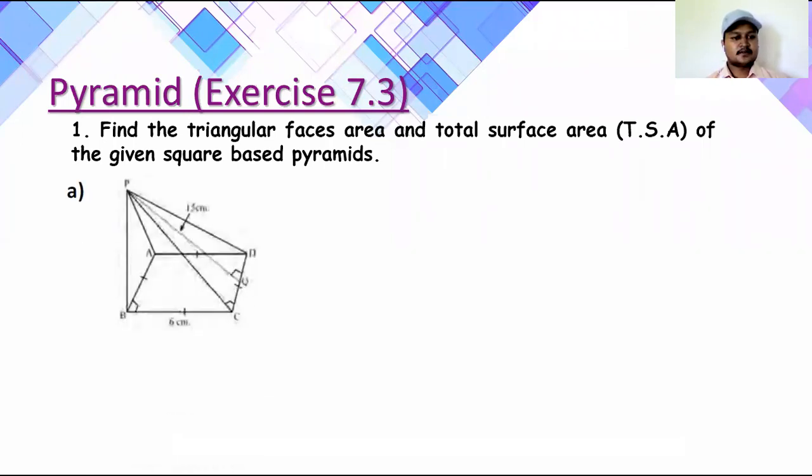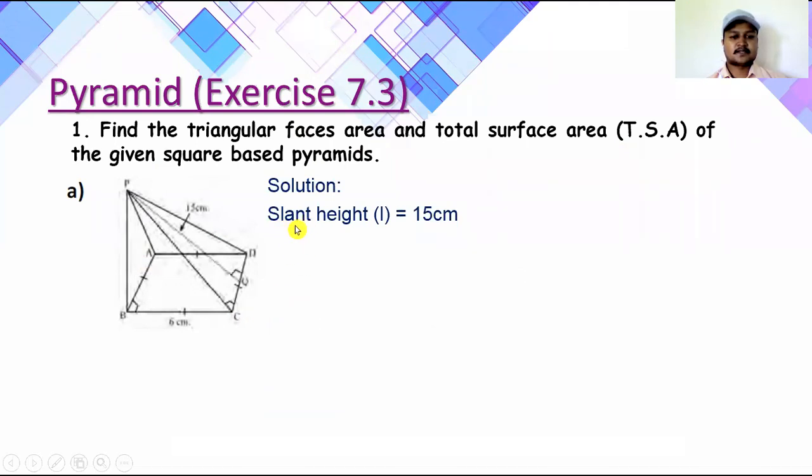So the question given here to us is this one, where the slant height is 15 centimeter and the length of base A is 6 centimeter. Two things are given, slant height L and base A. By using these, we have to find out the area of triangular faces as well as the total surface area.